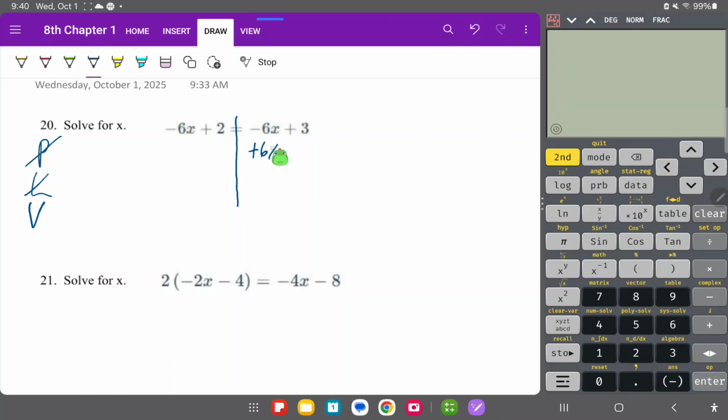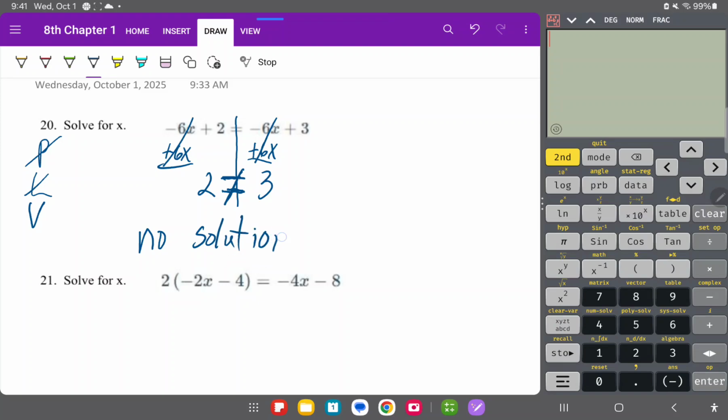So we're going to add 6x. Negative 6, positive 6, that cancels out. So I'm left with 2. Over here, negative 6, positive 6, that cancels out. I'm left with 3. Now, is 2 equal to 3? No, that's clearly not equal. So therefore, whenever it's not equal, that means there is no solution. We did everything right, but there's no solution.